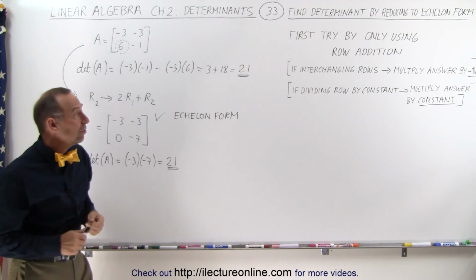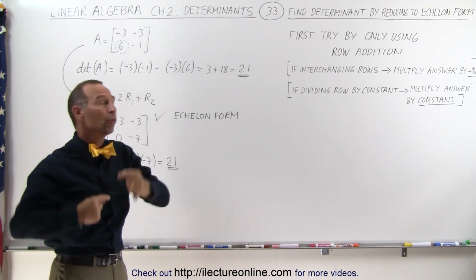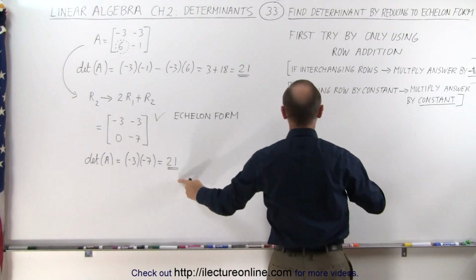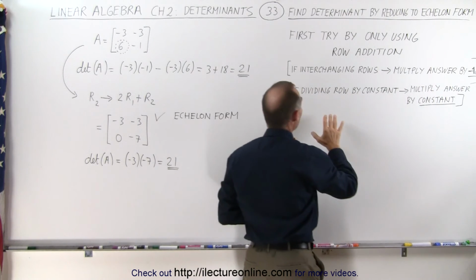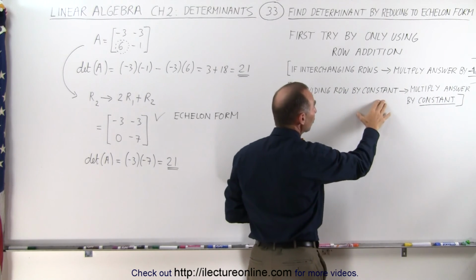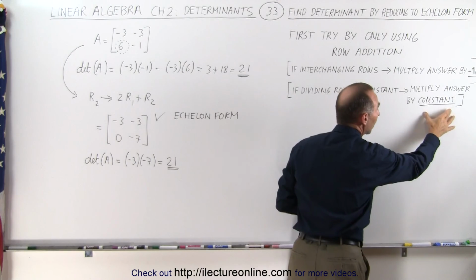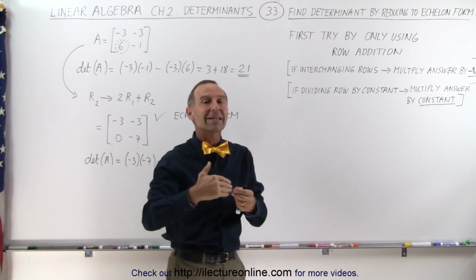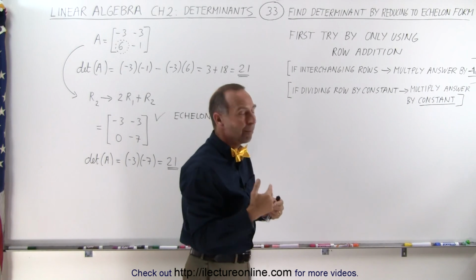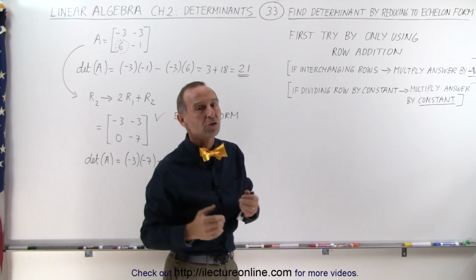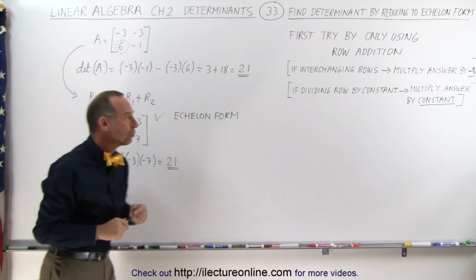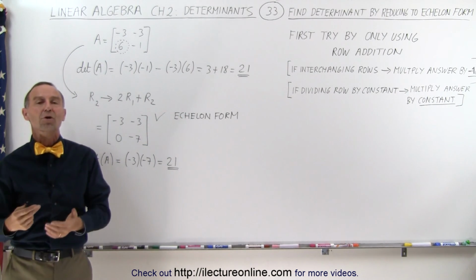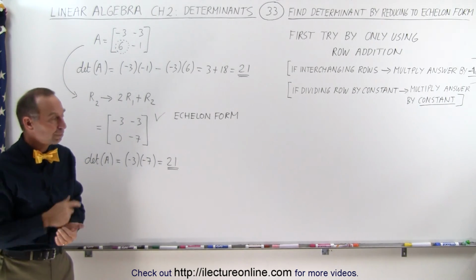Now what happens is, each time you interchange two rows, you will have to multiply that answer by negative 1. And each time you divide a row by a constant, you will multiply the answer by that same constant. Or if you multiply a row by a constant, you'll have to divide that same answer by that constant. And we'll show you some examples of how to do that in future videos. But at least this is how you can see how you can find the determinant using the echelon form. And that's how it's done.